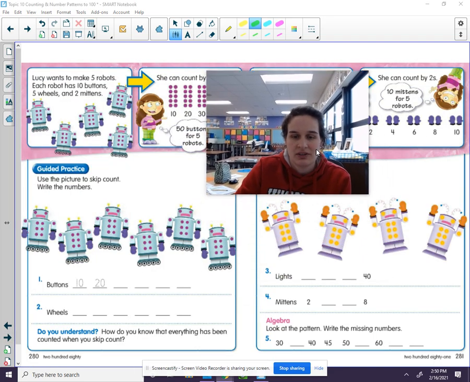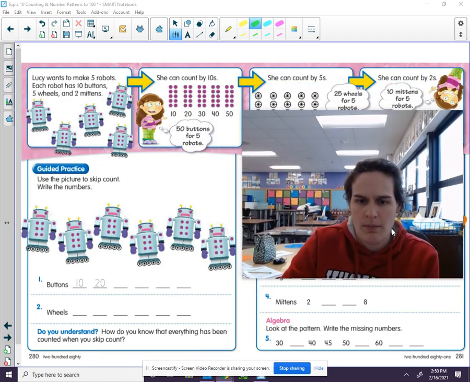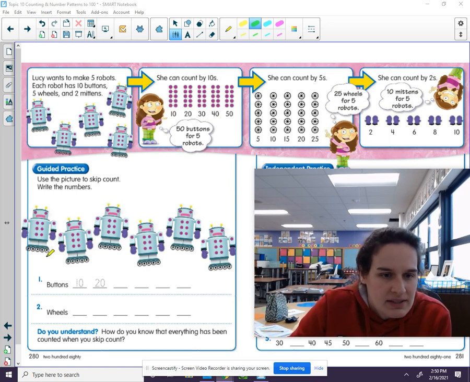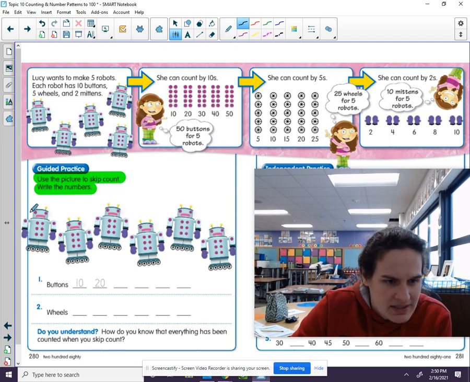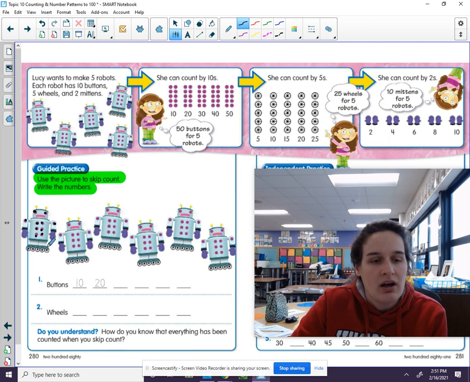So if we take a look here at our first robot picture, we see it says use the picture to skip count and then write the numbers. Well, buttons. We can see that there's a lot of buttons on these robots. Let's go ahead and just count them so we know how many there are total. I'm going to use a smaller pen tip. There's 2 here, 2, 3, 4, 5, 6, 7, 8, 9, 10. Oh, and each of the robots look the same with how many buttons they have.